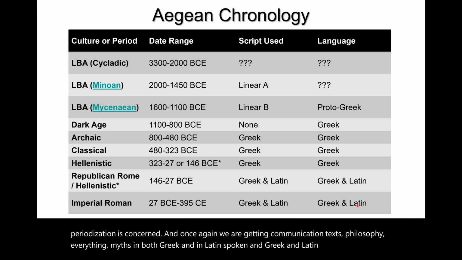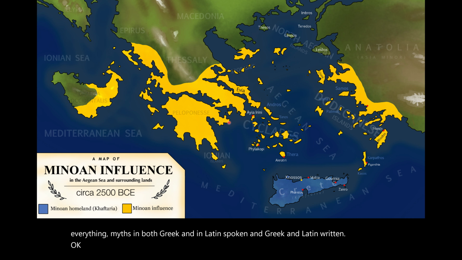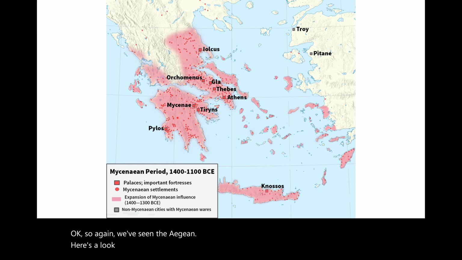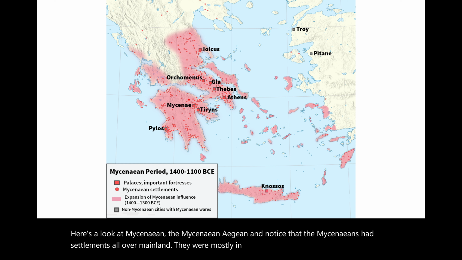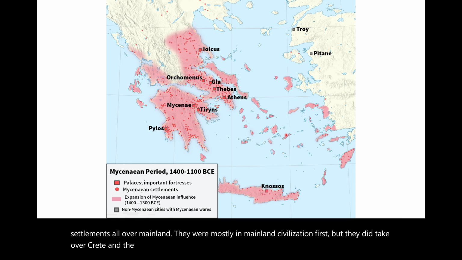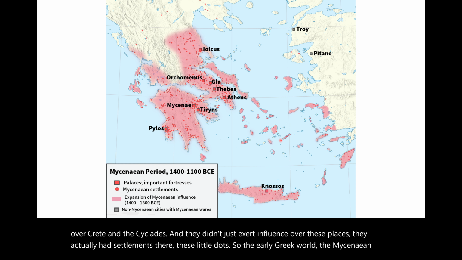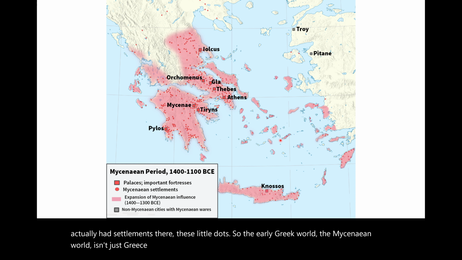Okay, so again, we've seen the Aegean. Here's a look at the Mycenaean Aegean, and notice that the Mycenaeans had settlements all over mainland. They were mostly a mainland civilization first, but they did take over Crete and the Cyclades, and they didn't just exert influence over these places. They actually had settlements there, these little dots. So the early Greek world, the Mycenaean world, isn't just Greece. It's an Aegean world.